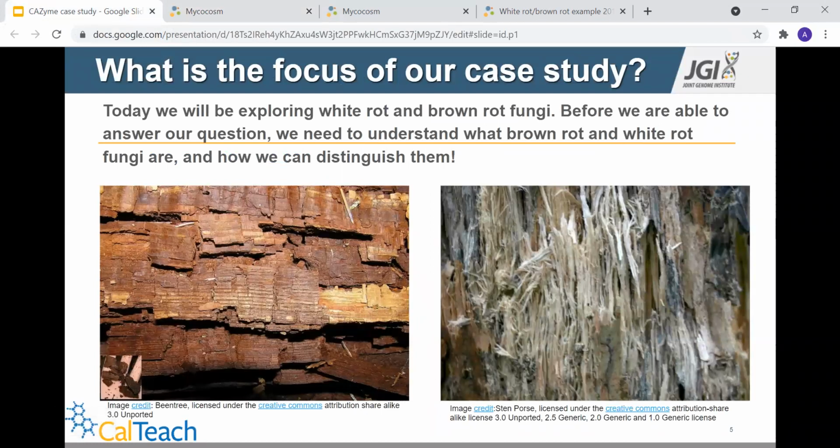What is the focus of our case study? Today, we'll be exploring white rot and brown rot fungi. And before we answer our question, we need to understand what brown rot and white rot fungi are and how we can distinguish them. So this is what brown rot and white rot fungi look like on decaying wood, which is exactly what they do. And you can see that it was named specifically after what it looks like. So this is brown rot clearly, and this is white rot. But that's not enough. We need to know exactly what the specific differences are that make them what they are.